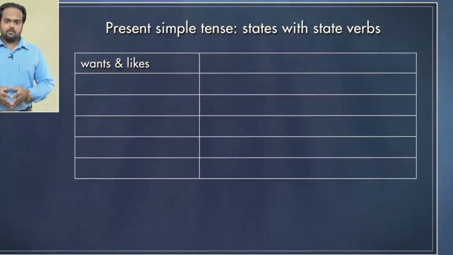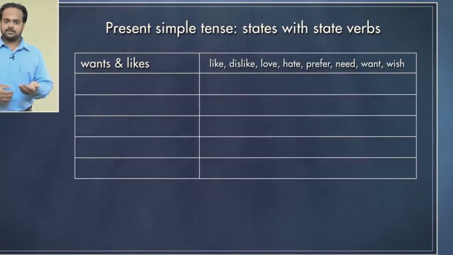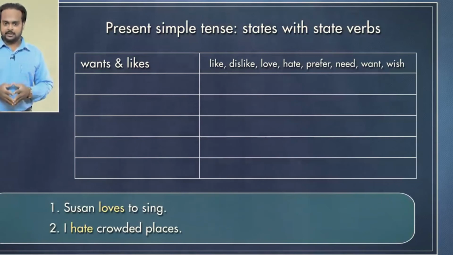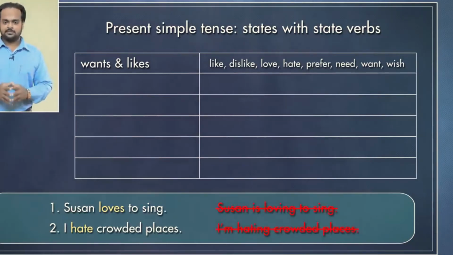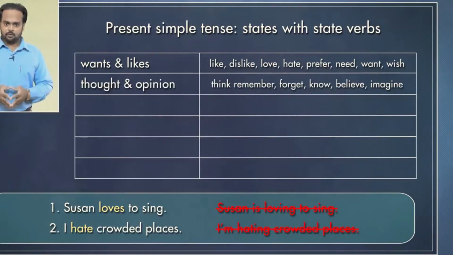We just saw that the verb want is a state verb. In the same way, other verbs that express wants and likes are also state verbs. You might say, for example, Susan loves to sing, or I hate crowded places. Since these verbs are state verbs, it's very important to remember that we don't use ing forms with these. Verbs of thought and opinion are state verbs as well.